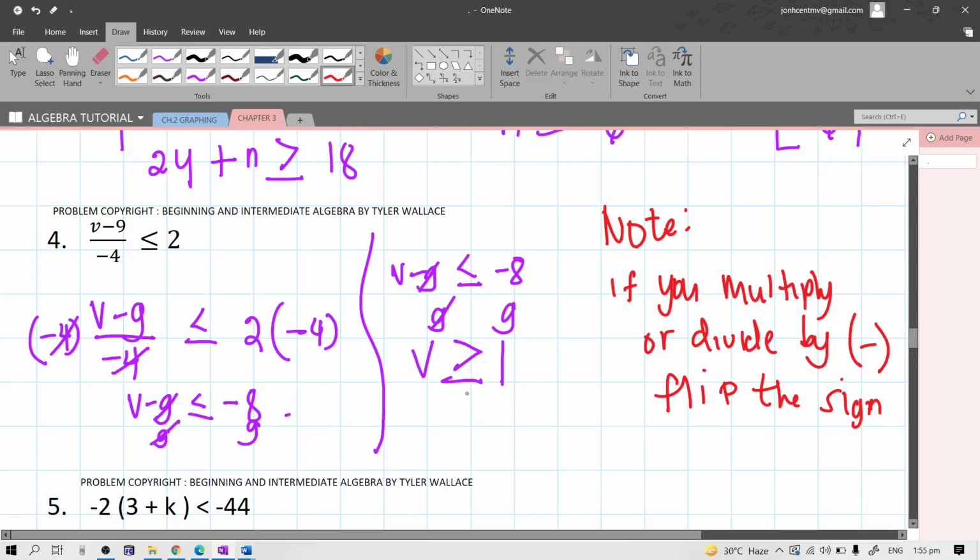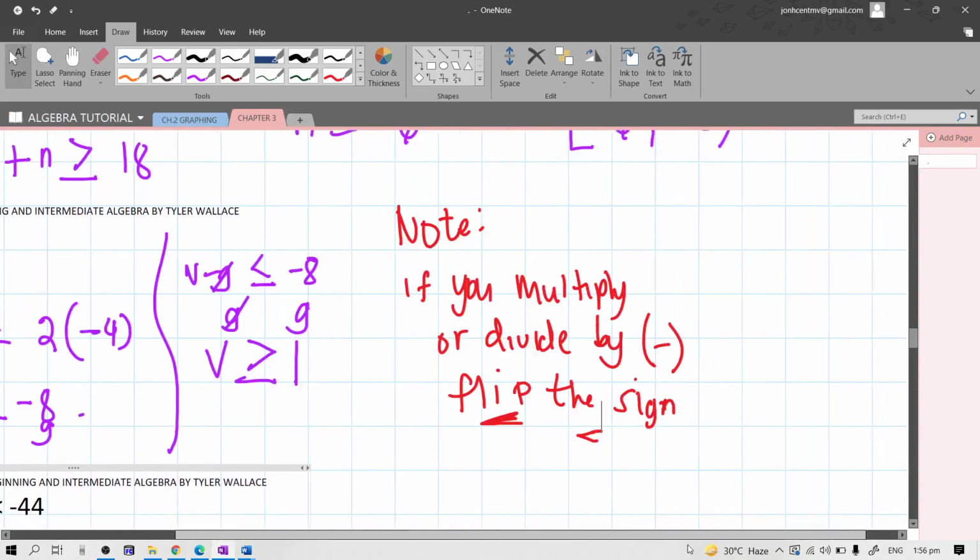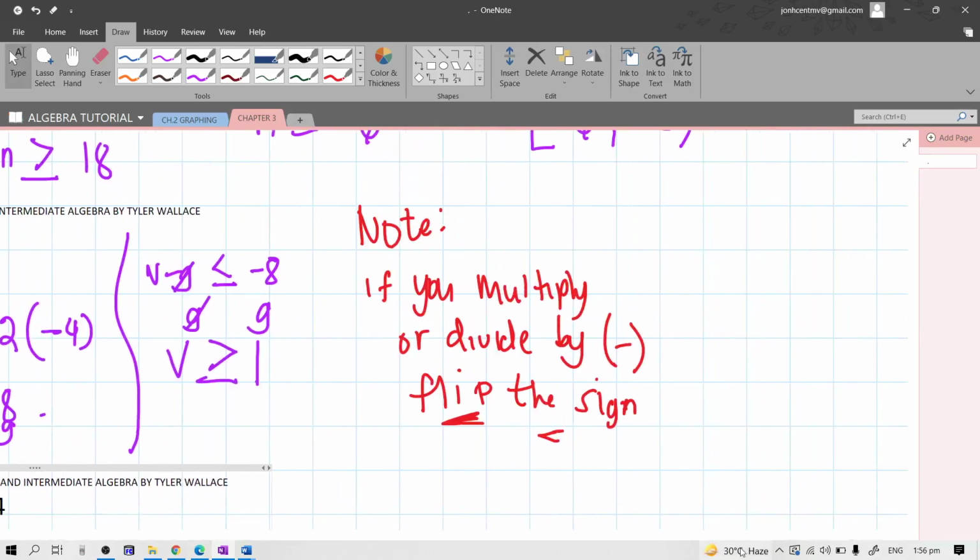So, dito ko na siya pinalitan sa ating inequalities. Paano yon? Kasi ito, negative. Binultiply mo siya. Therefore, flip the sign. Or para mas convenient, i-flip mo na lang siya sa final, para makuha mo yung inequalities. Okay? So, graph natin yan. V is greater than or equal to 1. So, paano yan?